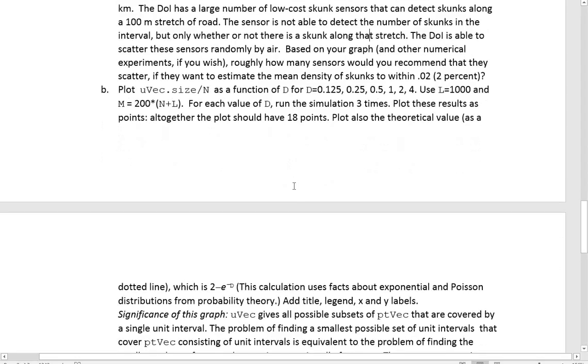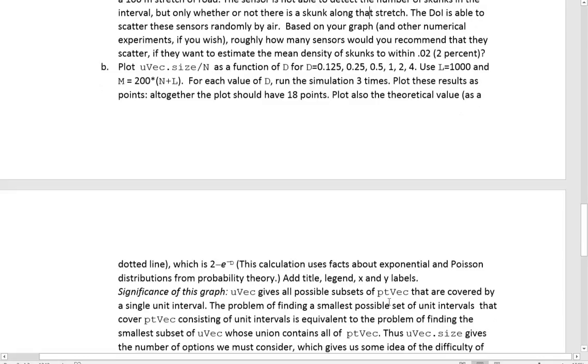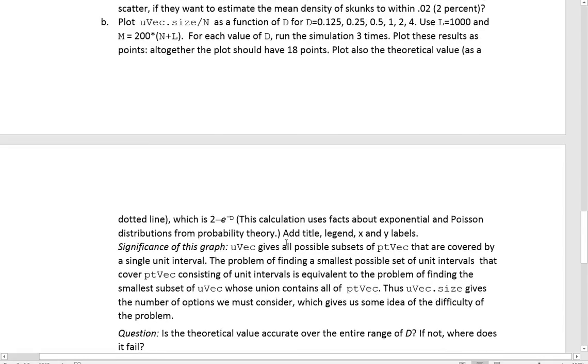Now, the theoretical value is 2 minus e to the minus d. So this also is a calculation that you get from probability theory. So add a title, legend, and x and y labels. Now, what's the significance of this graph? UVec gives all possible subsets of point vec, which are the number of random points, that can be covered by a single unit interval. Right?